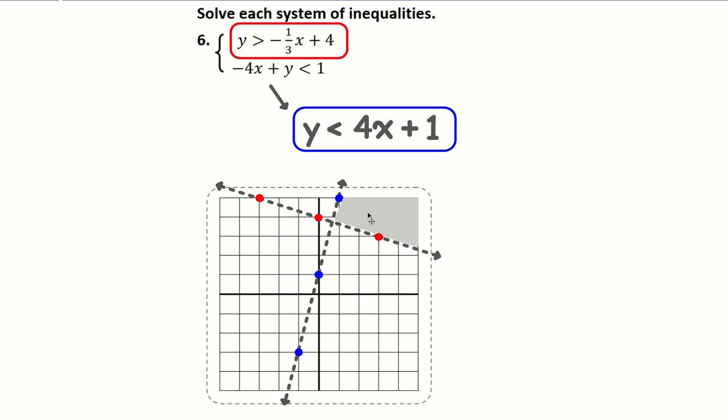And so where the shadings overlap is right here. This is like your final answer, where you would darken it in, okay? Like the final shaded area is right here, okay? You don't got to go super dark, but whatever. That's the final answer.